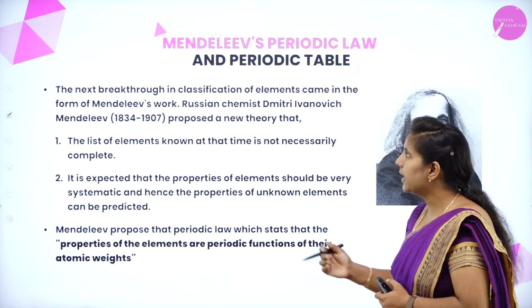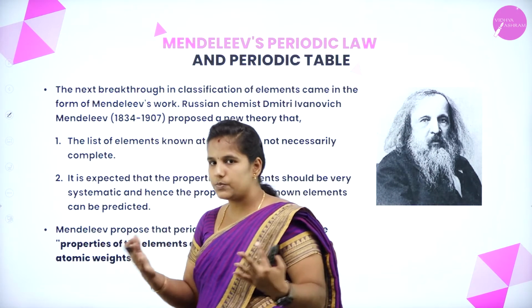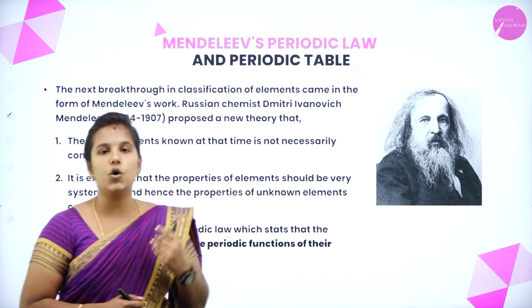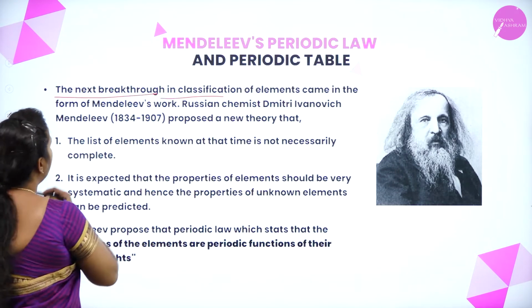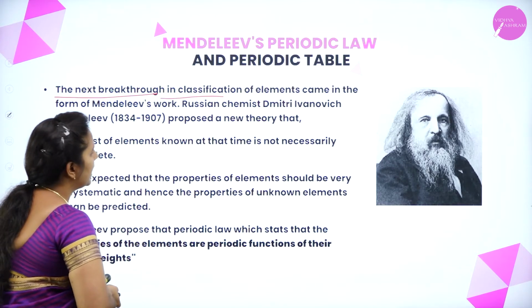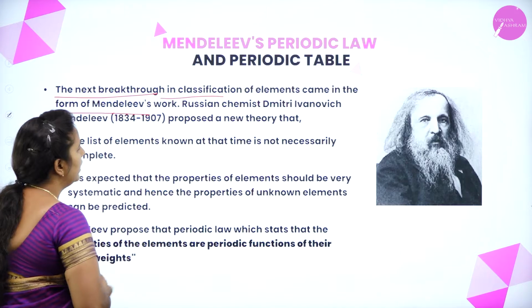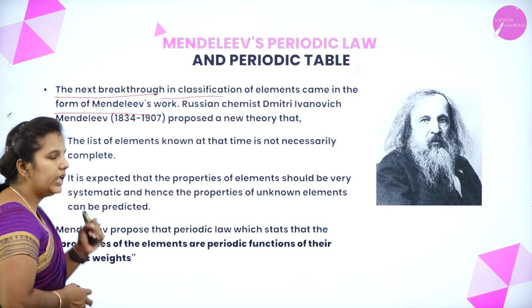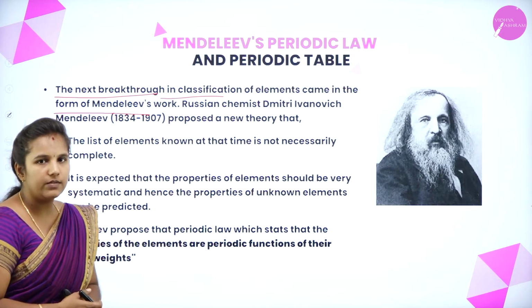Later, another scientist called Mendeleev came into existence, and he explained the periodic table in his own way. Let's see what the contribution of Mendeleev is. Next, a breakthrough in the classification of the elements came in the form of Mendeleev's work. He is a Russian chemist, and he proposed the following things regarding the classification of the elements.